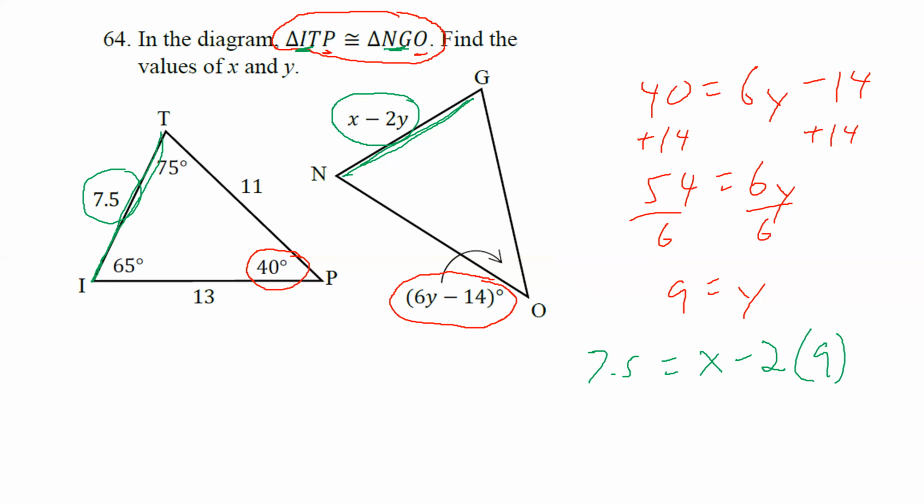Now multiply that piece out first. 2 times 9 is 18. Add it to the other side to get x by itself. 18 plus 7.5 is going to be 25.5 for x. In the problem, they only ask for the values of x and y. So that's it. Those are our two answers. Any questions on those?